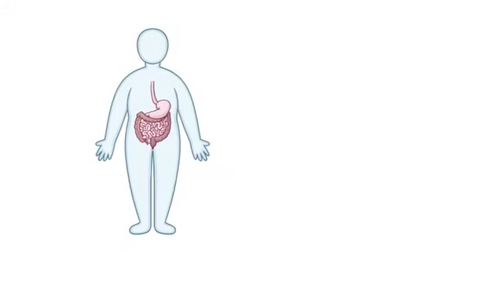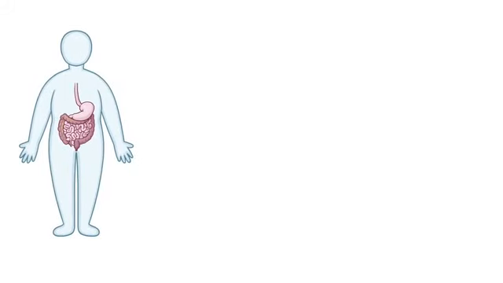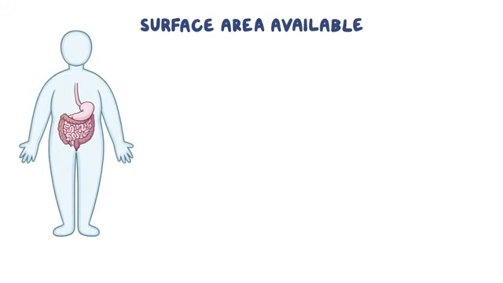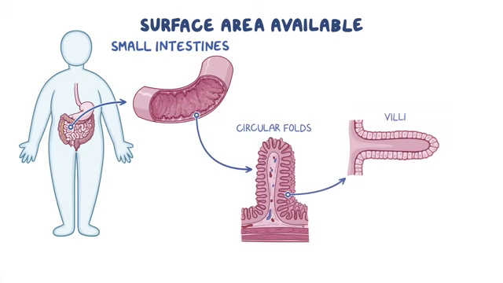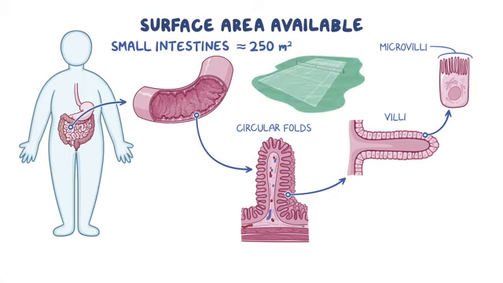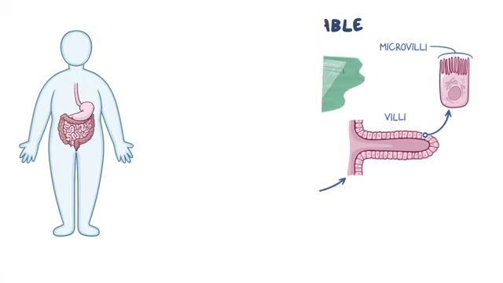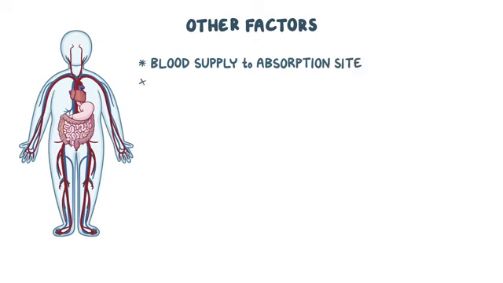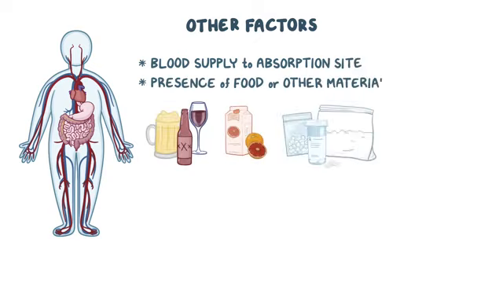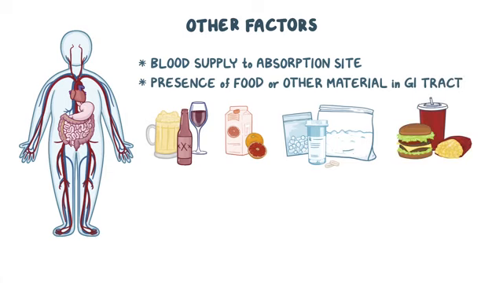Okay, now another factor influencing absorption is the surface area available. A good place for absorption is the small intestine. With its circular folds, villi, and microvilli, the total surface is actually about 250 square meters, the size of a tennis court. Other factors also include the blood supply to the absorption site and the presence of food or other material in the gastrointestinal tract that can either promote or inhibit absorption.